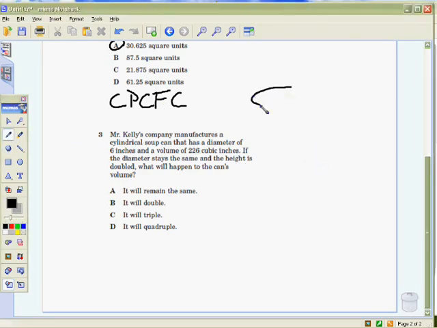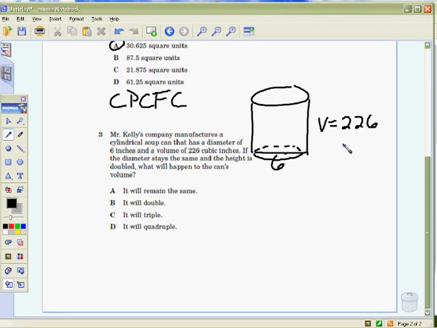So we have a can of soup. It says the base has a diameter of 6 inches, so that's 6. And it says that the volume is equal to 226 cubic inches. What I'm wanting to find out is, if the diameter stays the same and the height is doubled, what will happen to the can's volume? Well, I don't know what the height of the can is, but I can find out.